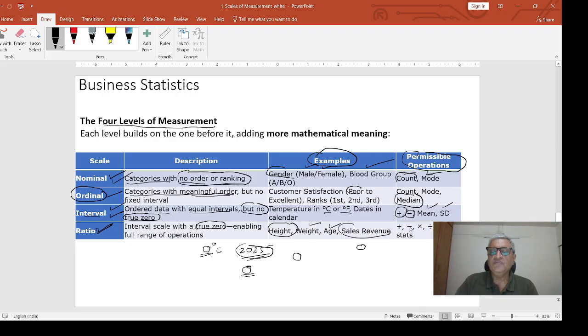And all permissible operations are plus, minus, multiplication, division, and all statistical measurements like measures of dispersion and central tendency can be calculated.